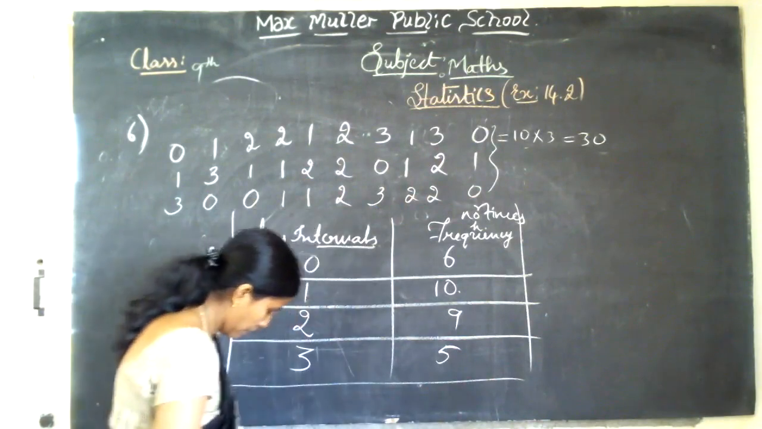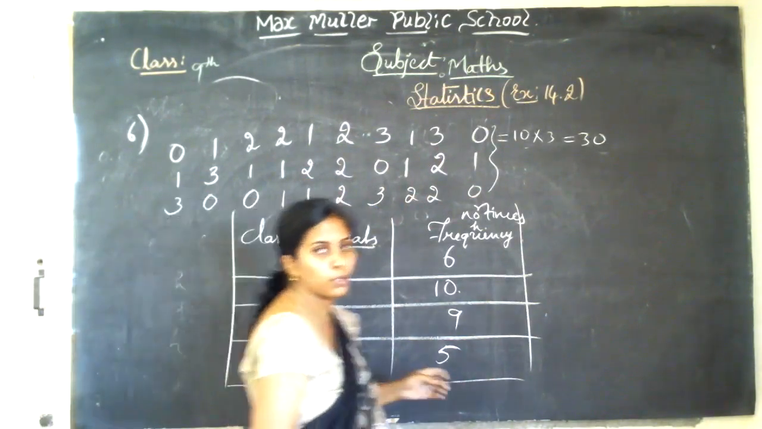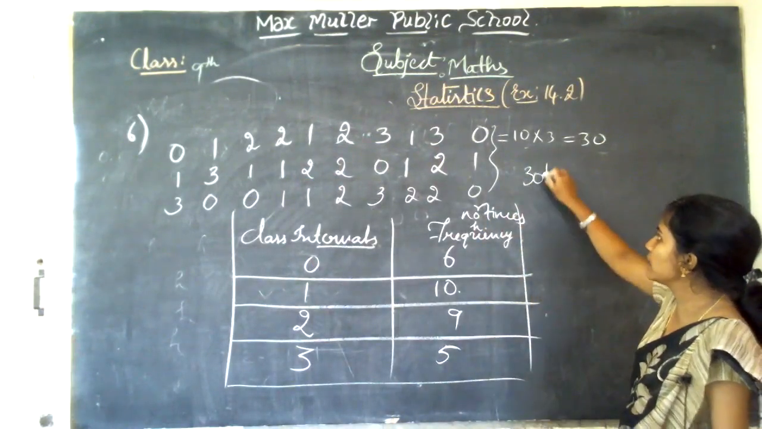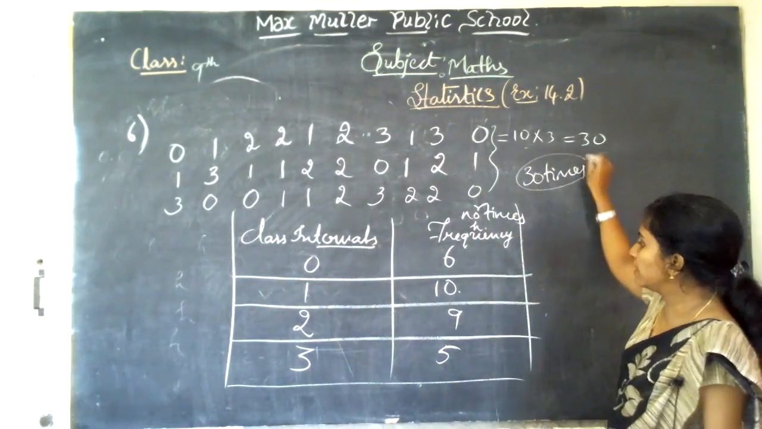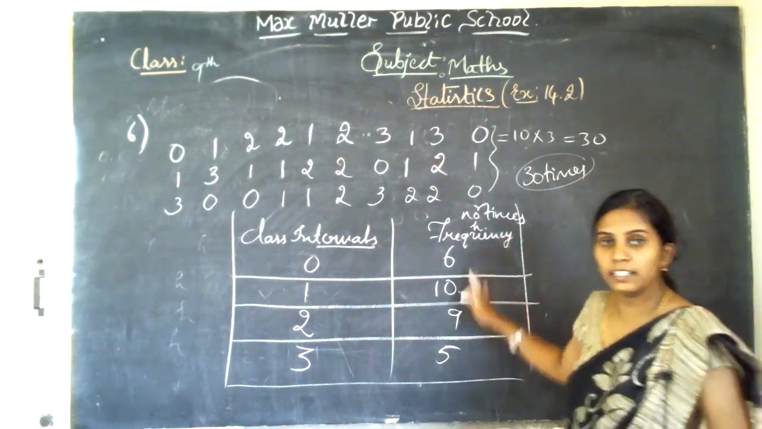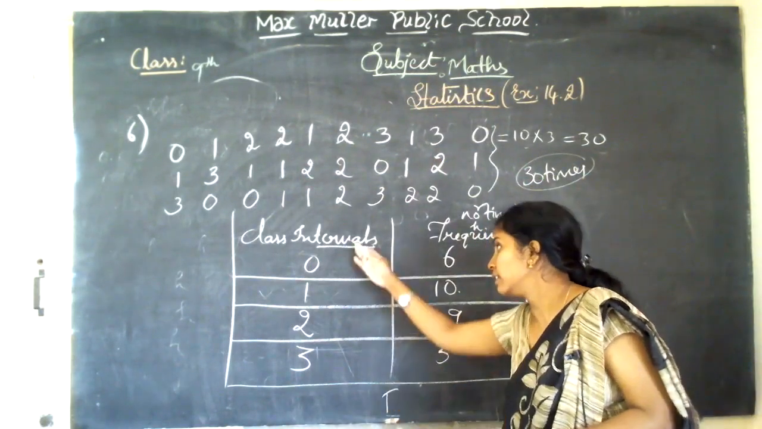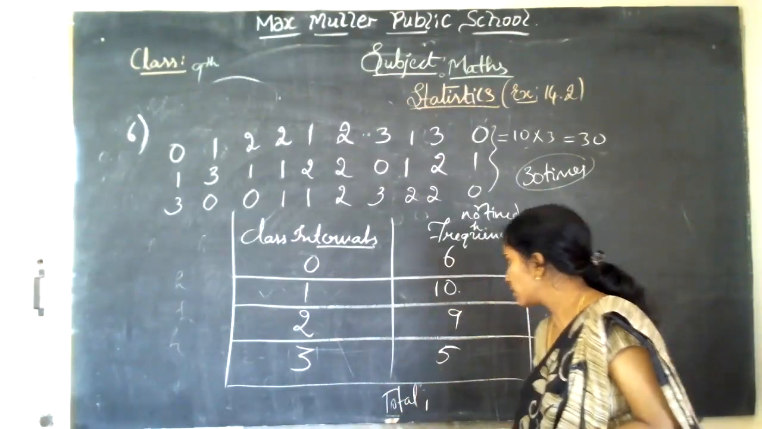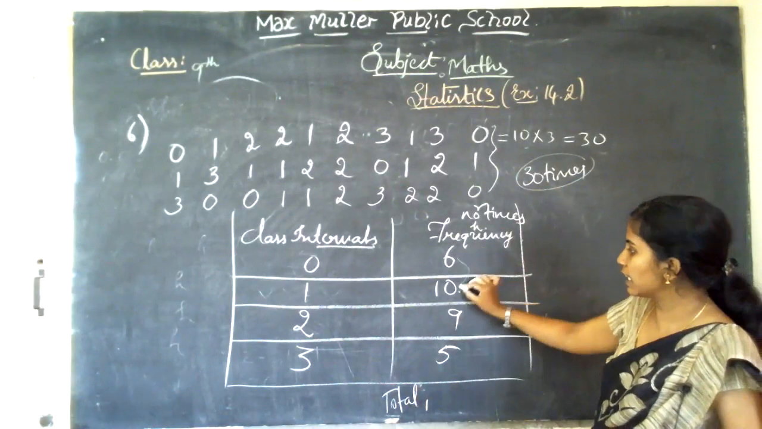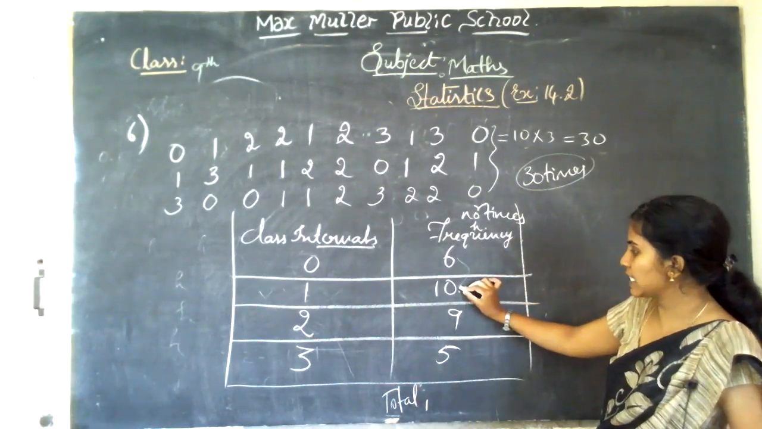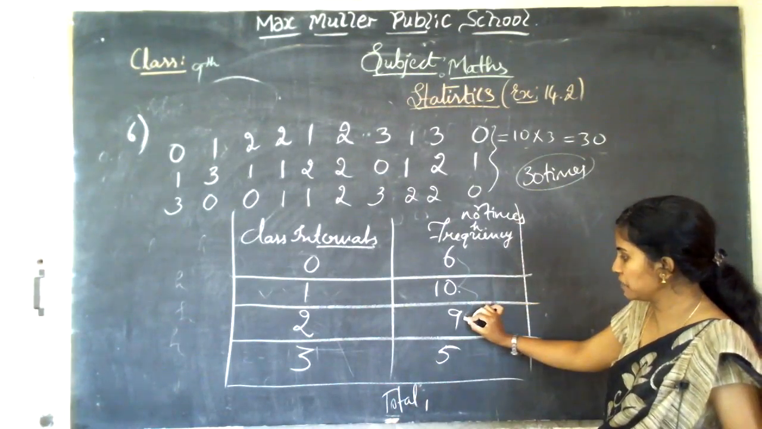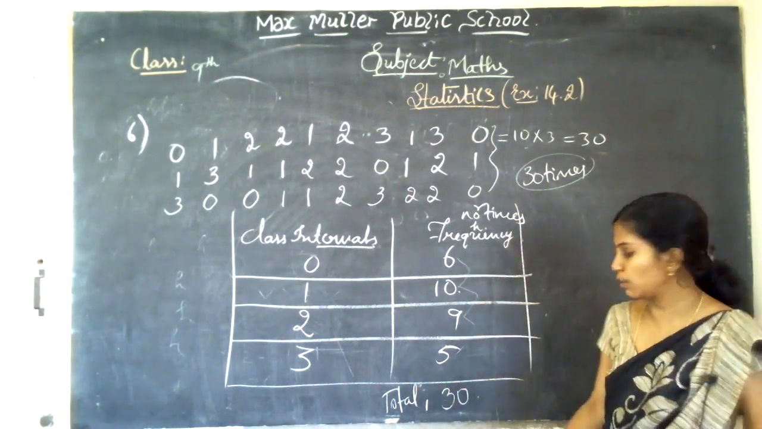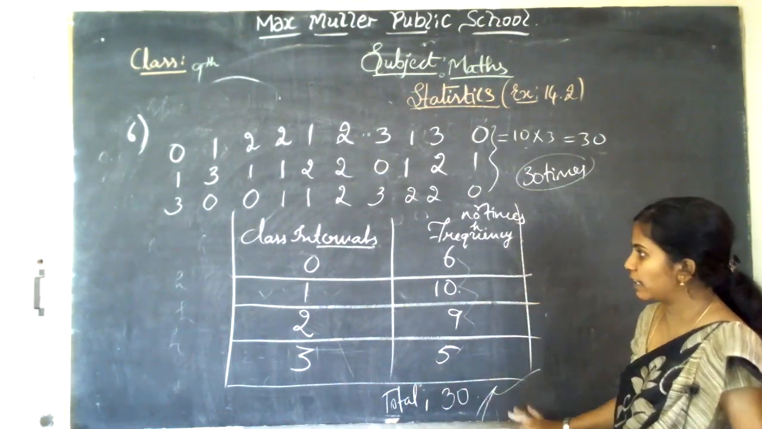What you have to do now? You have to total. Why do you have to total it? To verify how many times they have tossed it. 30 times, isn't it? If you get 30, that means the solution you have written is correct. So total it now. 16 plus 9, 25, 25 plus 5, 30. So 30 is the total. So it is verified, it's correct.